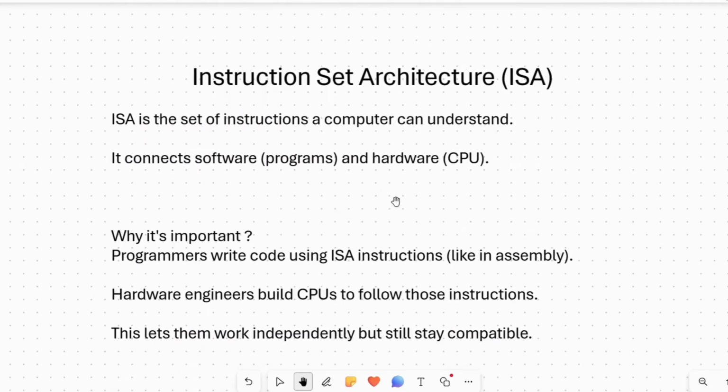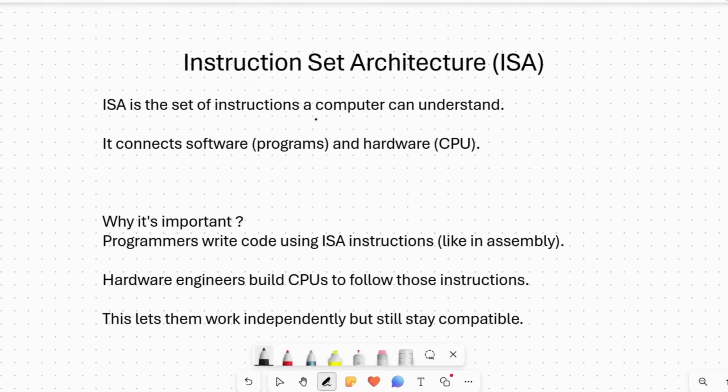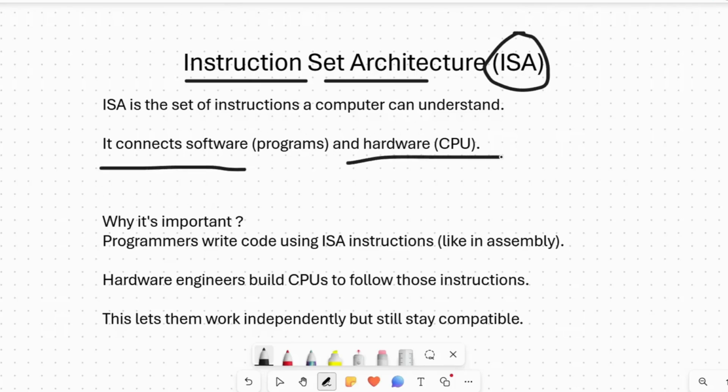So let's go to the next topic, which is instruction set architecture, in short ISA. So what is ISA? ISA is the set of instructions a computer can understand. It connects software and hardware. So it's a connection between our software and hardware. This connection helps the code or program run smoothly. So that's why it is very important.